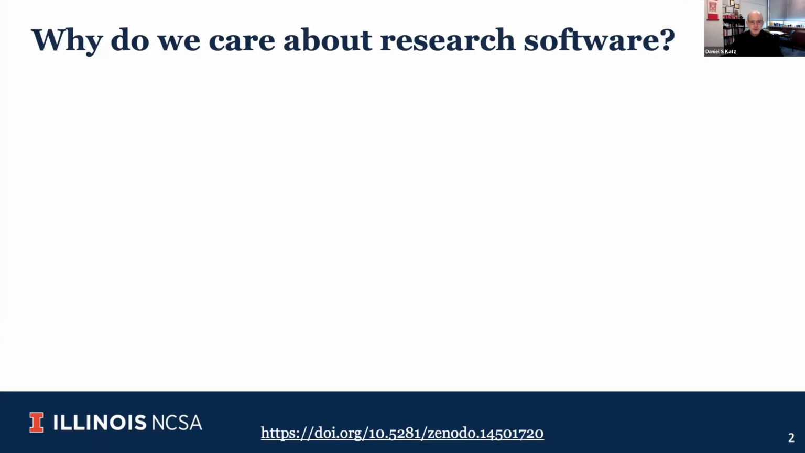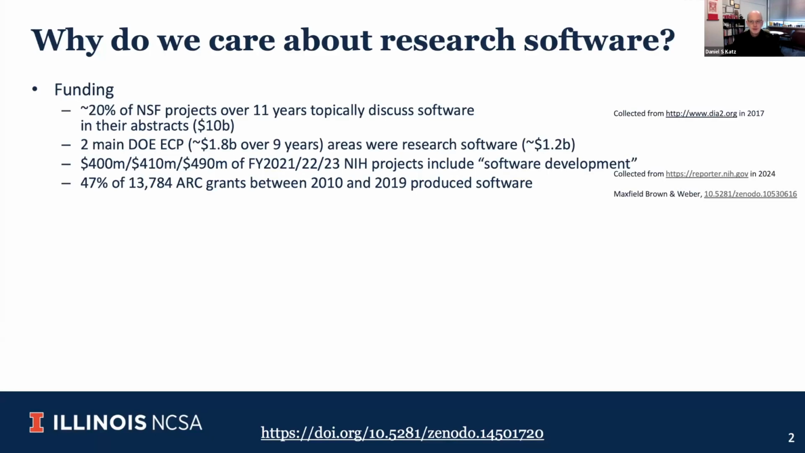So first, why do we care about research software? We can look at this in terms of funding, where we can see that 20% of NSF projects over an 11-year period topically discuss software in their abstracts, about $10 billion of investment. From the DOE, about $1.2 billion out of a $1.8 billion ECP, Exascale Computing Project, activity. We're building and maintaining research software.